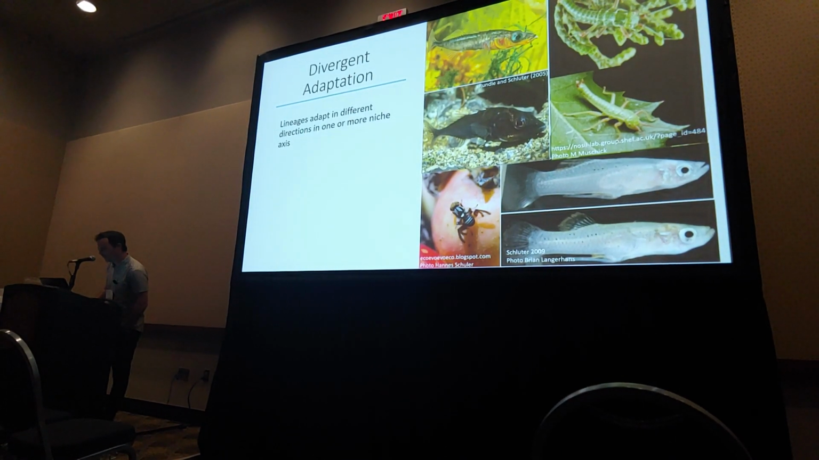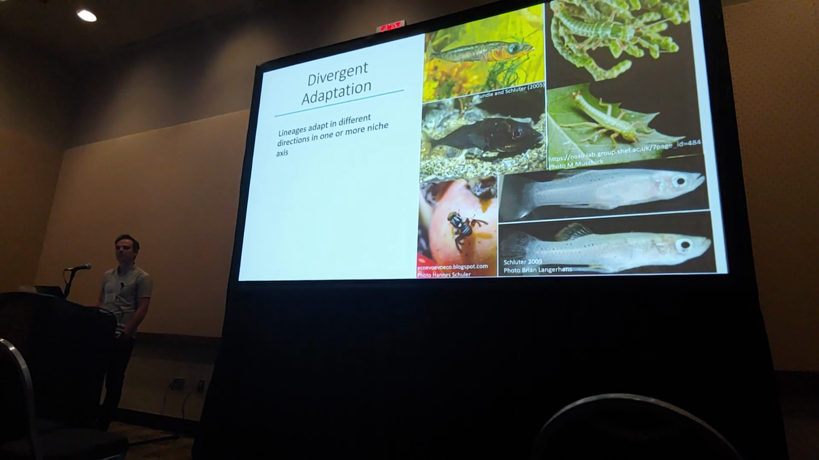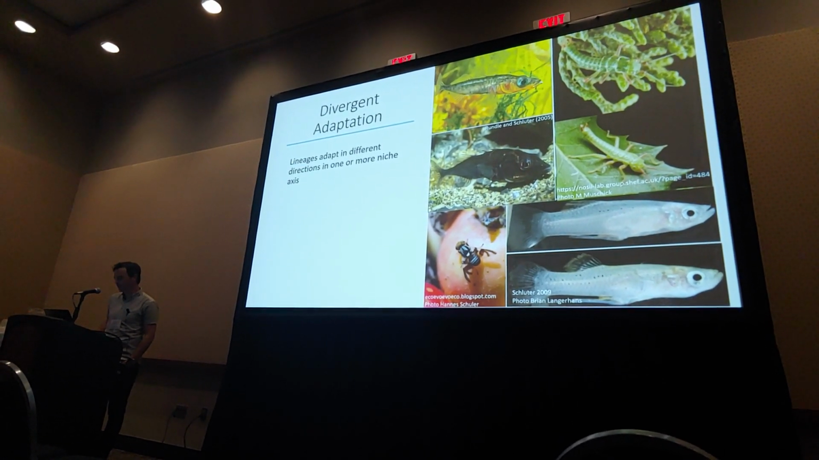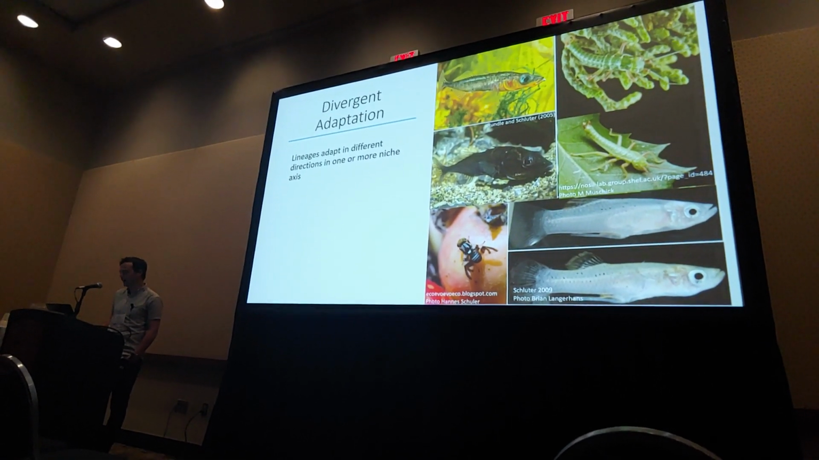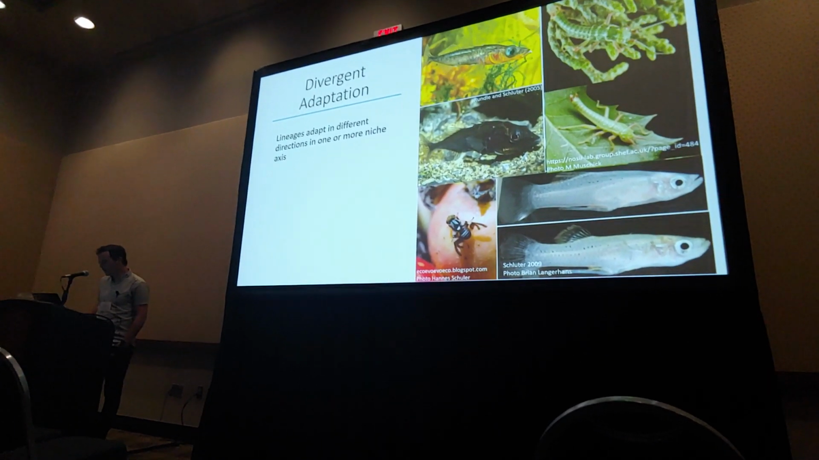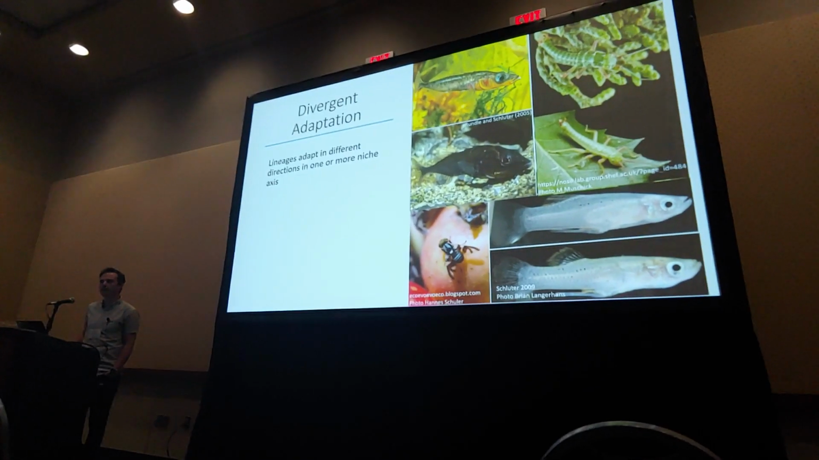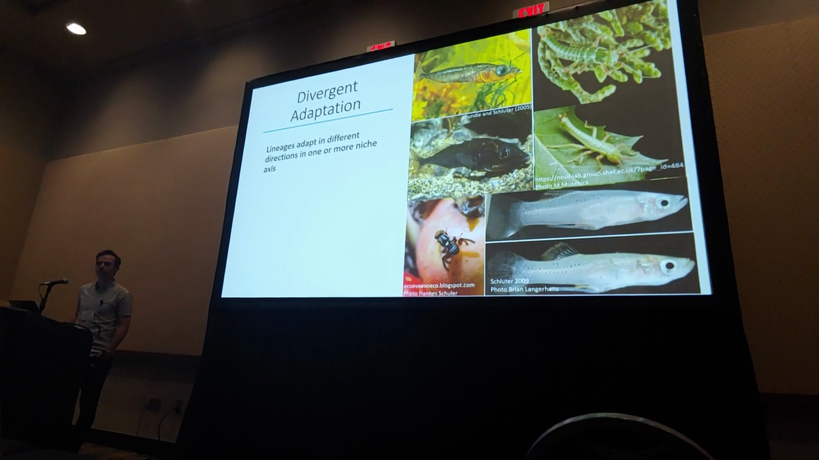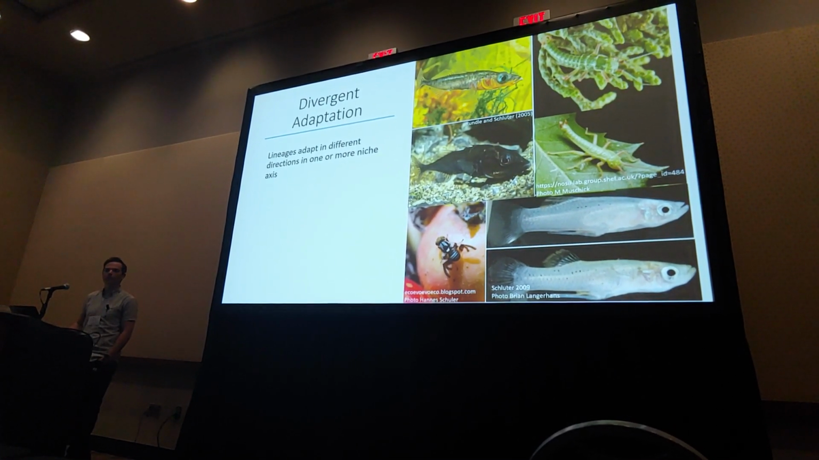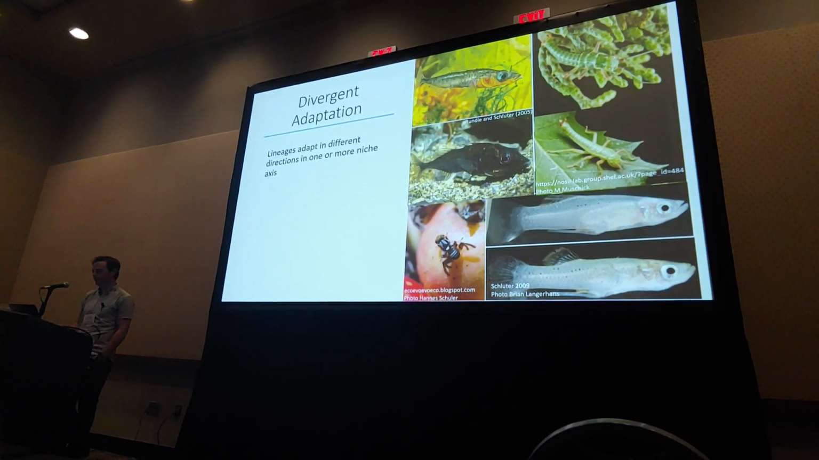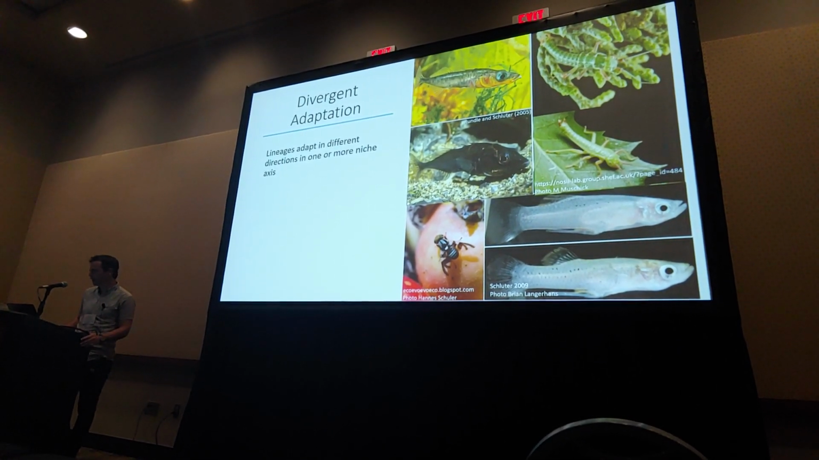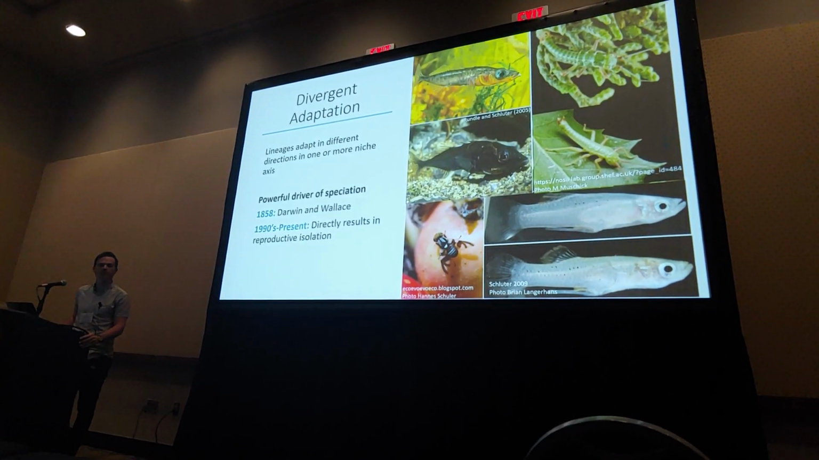But the topic of the day is divergent adaptation between populations and lineages, and specifically between closely related lineages like sister species. And this is simply when lineages adapt in different directions in one or more processes. The process is common. It's probably pretty much ubiquitous, given that no two environments are exactly alike. So whenever you have spatial separation, there's probably some degree of divergent adaptation occurring. But we know of it as an important process because it can be a powerful driver of speciation.